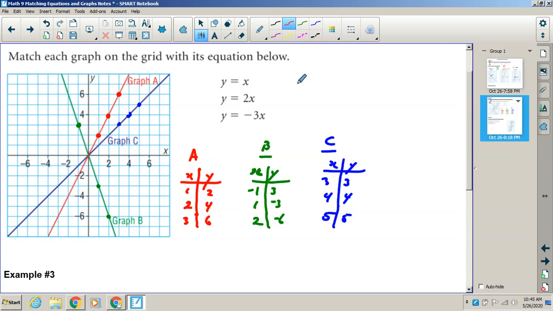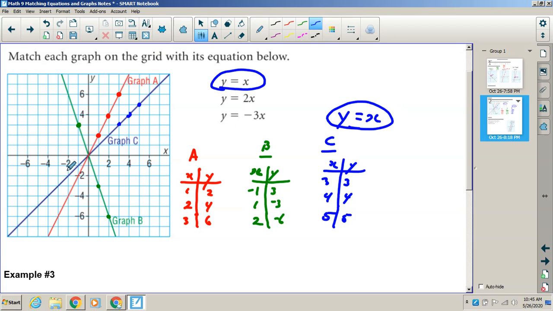Well, if I look at this first one right here, Y equals X. What that means is your Y value and your X value are exactly the same. Y is equal to X. So in this table of values, Y is equal to X. 3 and 3, 4 and 4, 5 and 5. The X values and Y values are exactly the same. So I know right now that this one right here is Y equals X.